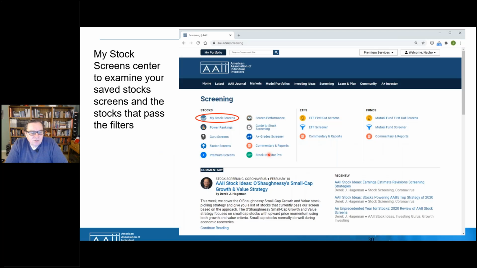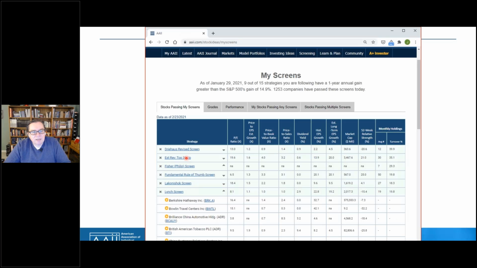And then touching on the My Screens part of it. To the extent that you found an approach or 2 or 3 or 4 that makes sense to you, if you click on the My Screens, it'll help you save that approach. And again, if you click on the My Screens part, these are all the screens that have been saved under my account. And it then tells you the current characteristics of those stocks of that particular approach.